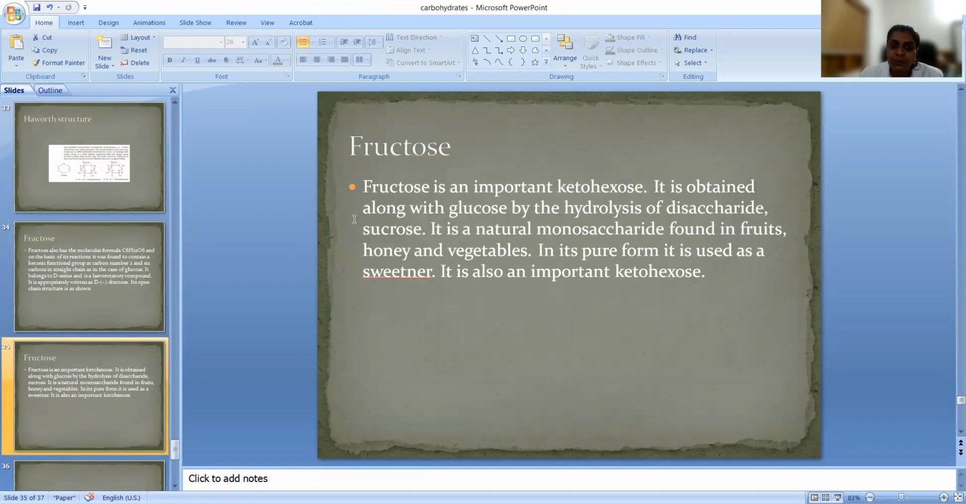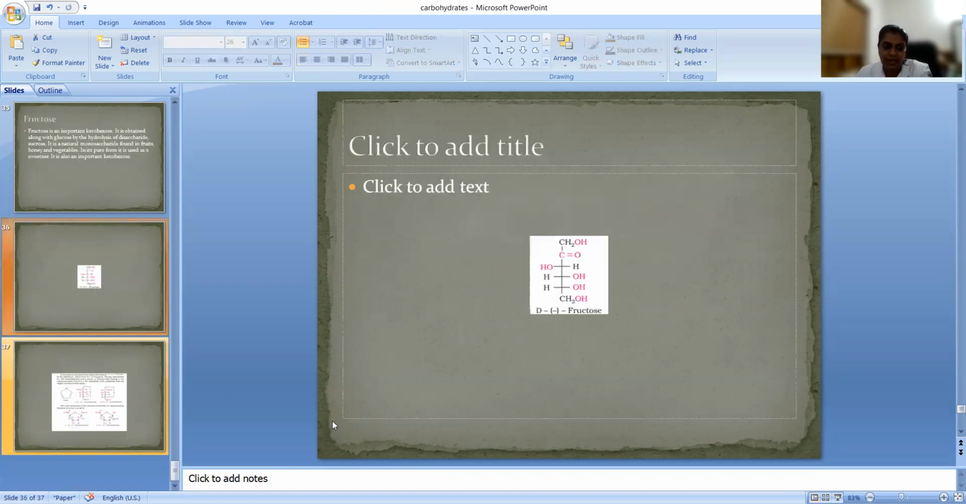Some more facts about fructose. Fructose is an important ketohexose, as we already discussed. It is obtained along with glucose, as we learned. It is a natural monosaccharide. It is present in honey, vegetables, fruits, and so on. It is used in its pure form as a sweetener also. So next, let us see the open structure of fructose.